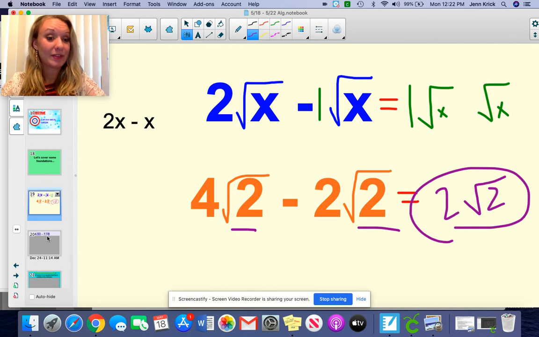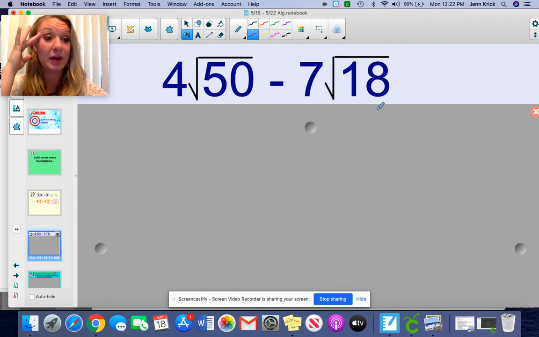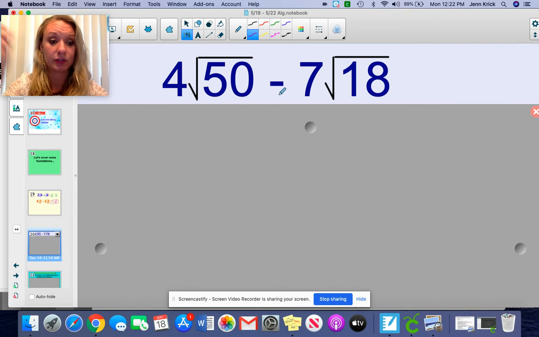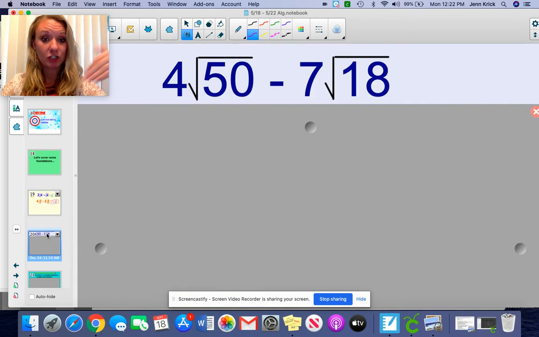However, it won't always be that simple. Notice that you have 4 rad 50 minus 7 rad 18. First of all, when you see something like that, it's like, okay, yikes, that's kind of a lot to handle. You need to convert them so that they're the same number underneath your radical sign. So it's almost like they have the same like terms. To do that, you're going to use your simplifying strategy that we did yesterday.